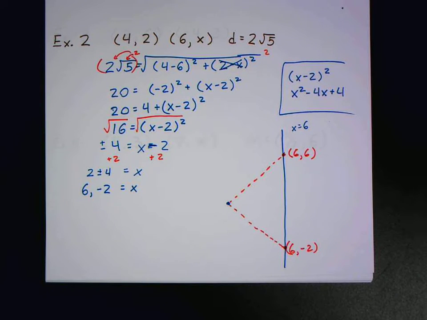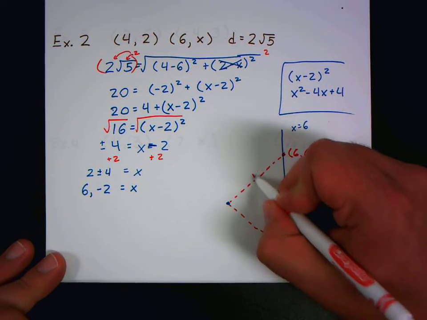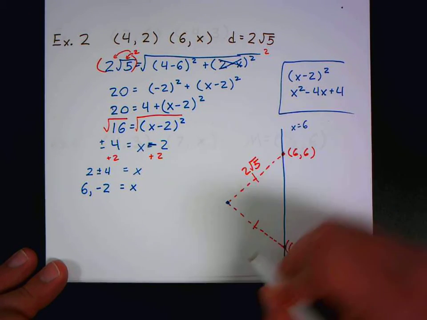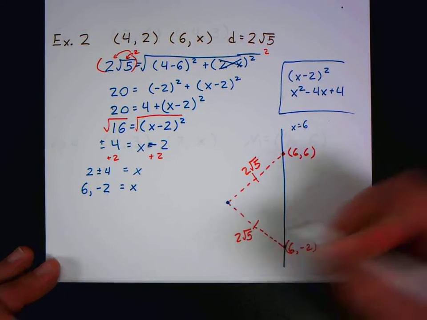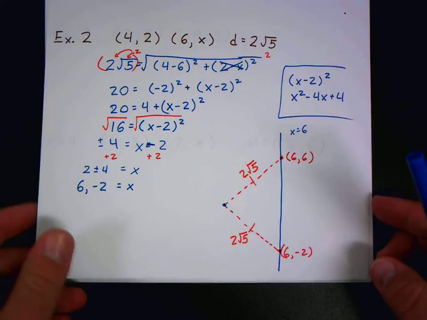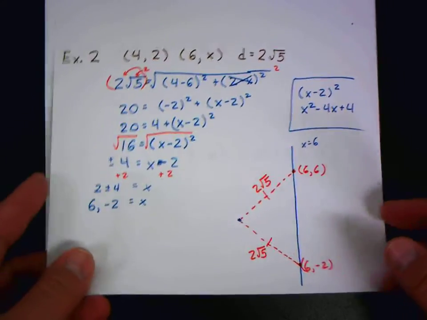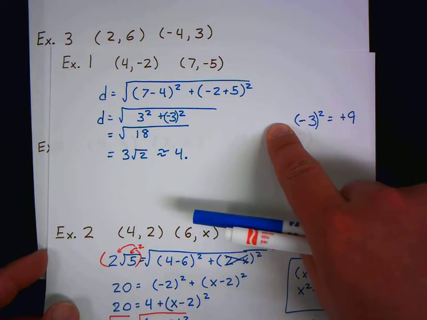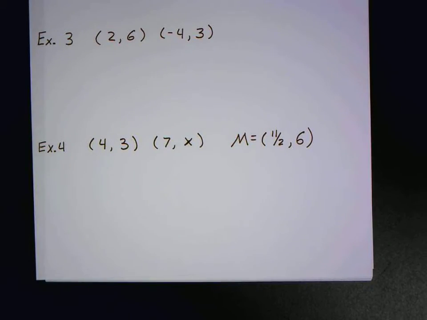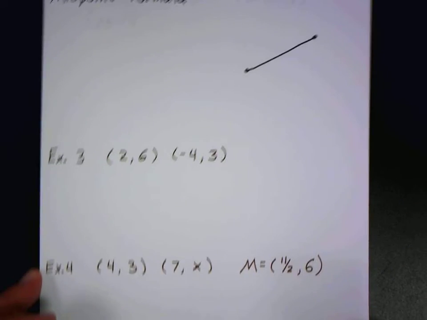That makes sense? So both of these would be the same distance. Well, and we know what that distance is. That distance is 2 square root of 5. So we can't just get one answer. All right, but most of your distance formula questions are going to be like that. All right, you good with it? All right, back to something easier. Midpoint.